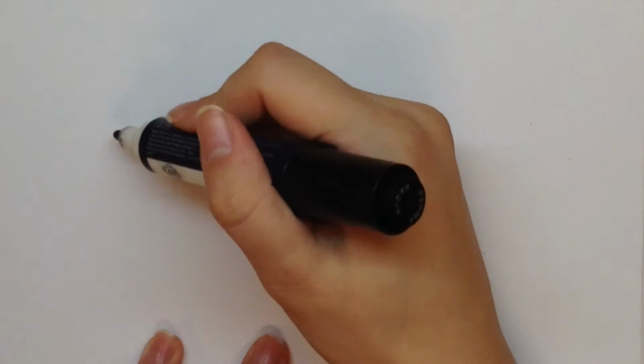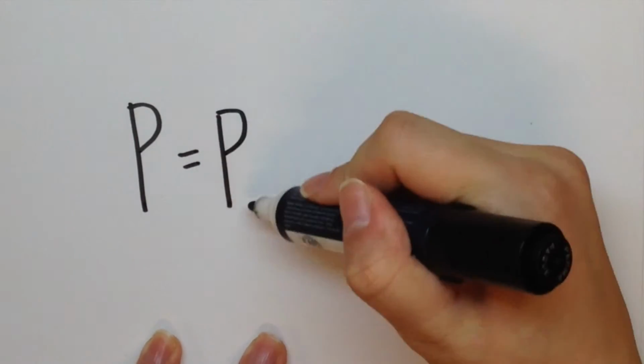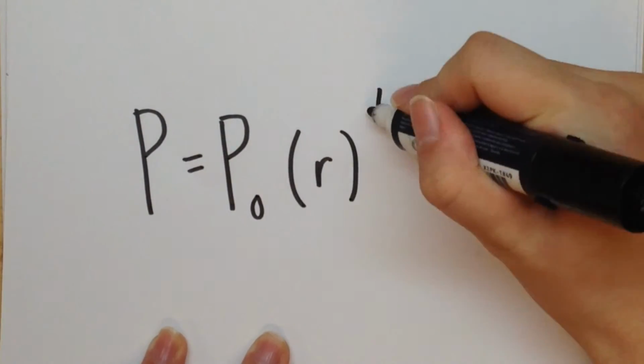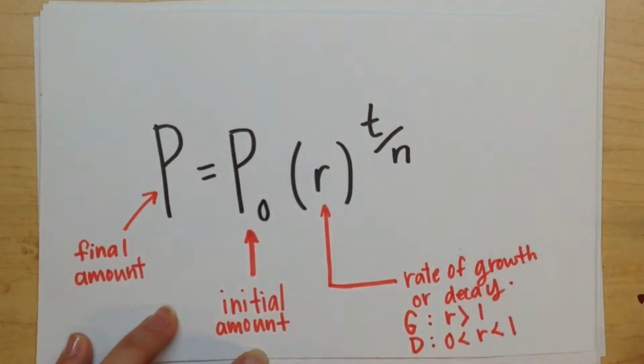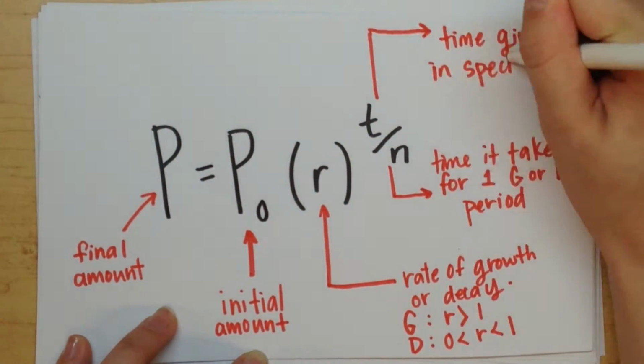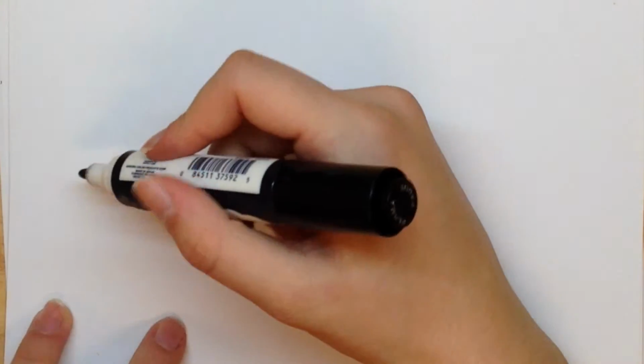The final type of equation I am going to show you is an application of a logarithmic function. You may have seen this formula before. It is called the population growth and decay formula. P equals P naught times r to the power of t over n. If you don't know what each variable in the formula means, just pause the video and read the small descriptions in red. Using this formula is very simple. Just plug in everything you know from the word problem, then solve for the unknown.